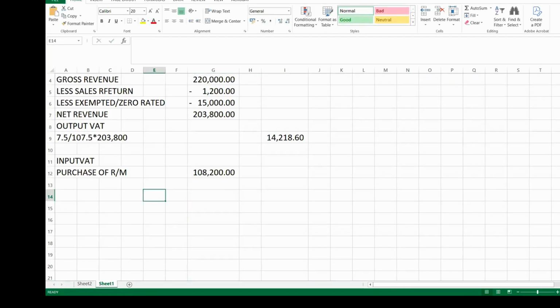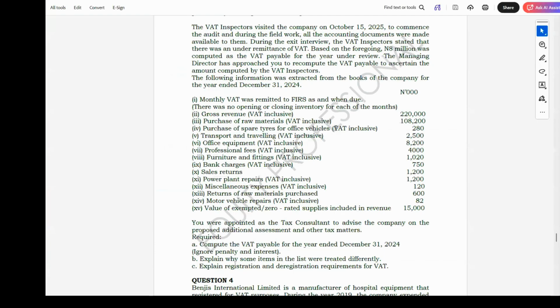Let me go back to the question. After purchase of raw material, the next thing is purchase of spare part for office vehicle. What category of expenditure is this? It's indirect expenditure. So it's not going to form part of our input VAT. We are not going to use it.